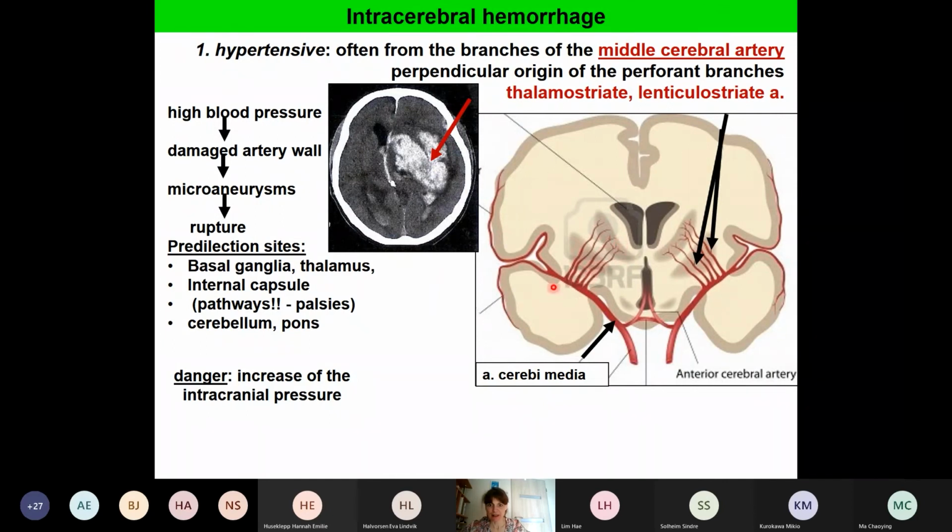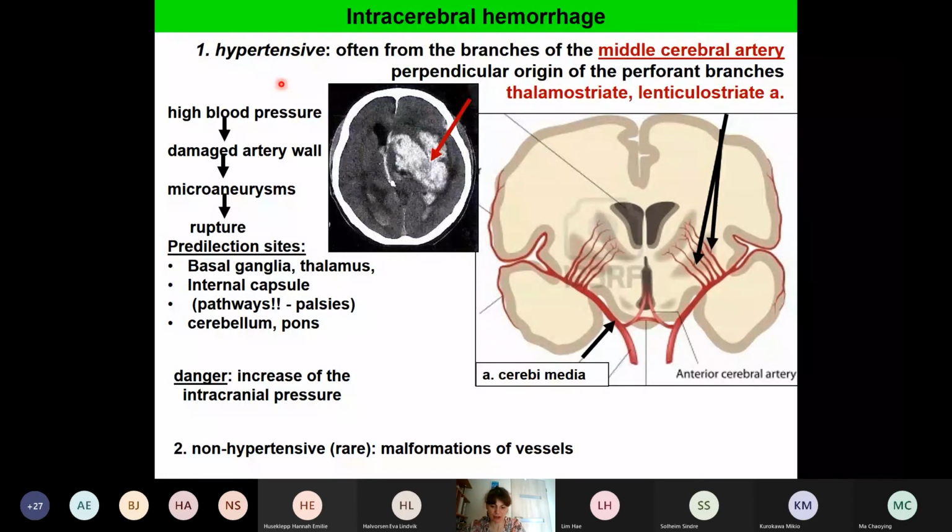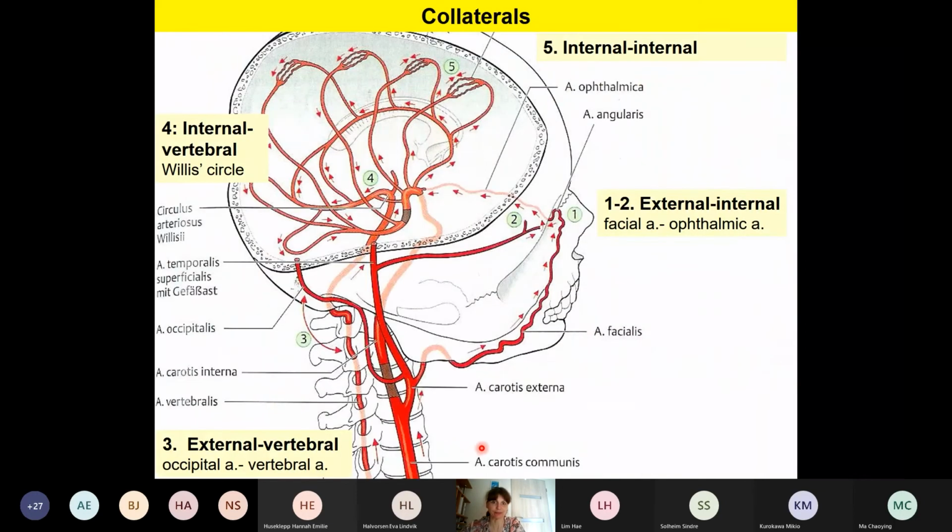So this is a predilection site for this intracerebral hemorrhage, caused by the rupture of the branches of the middle cerebral artery. As you can see, these branches originate perpendicularly from the middle cerebral artery, and that's why the vessels can be injured here. In the background of this bleeding, we have mainly high blood pressure or arteriosclerosis, but we can also have non-hypertensive types, but this is a rare condition.